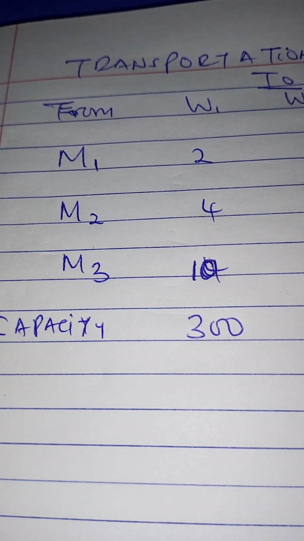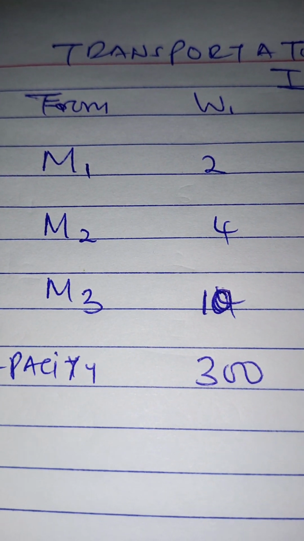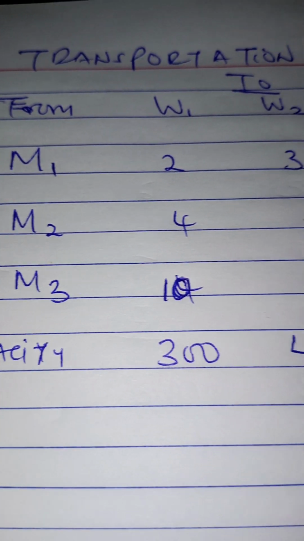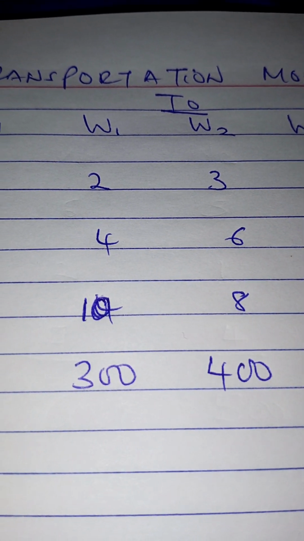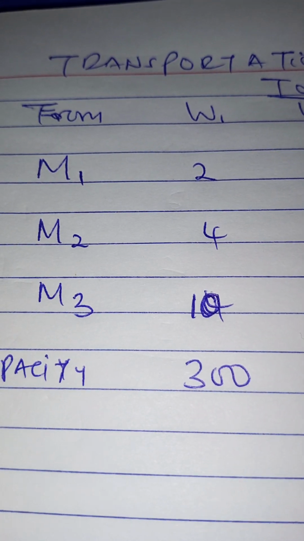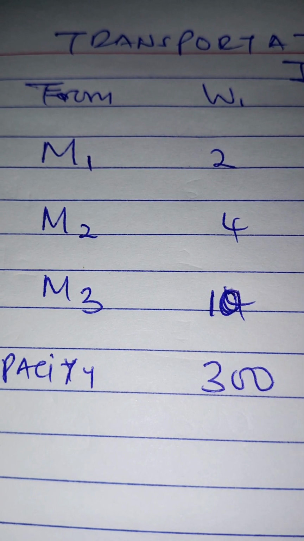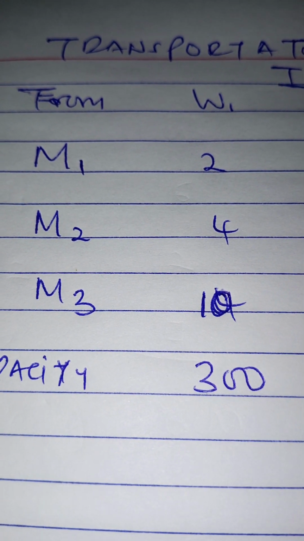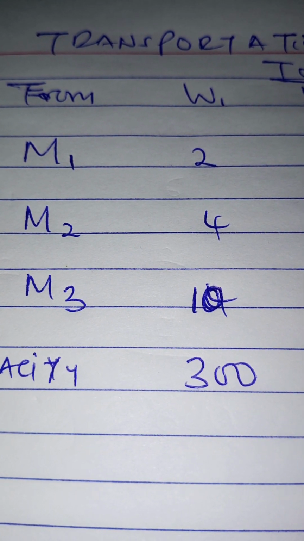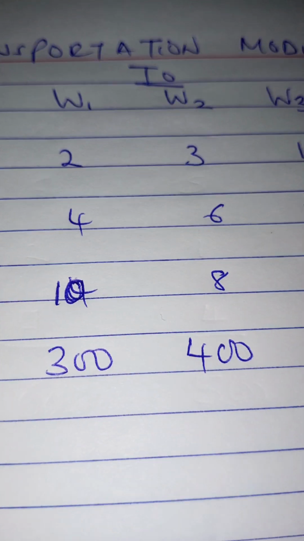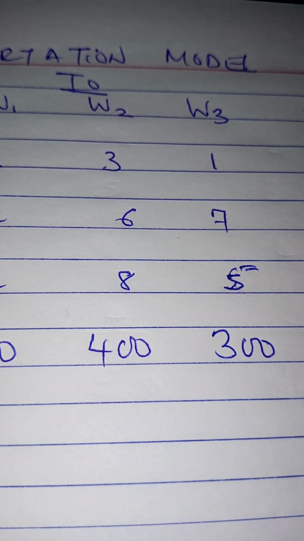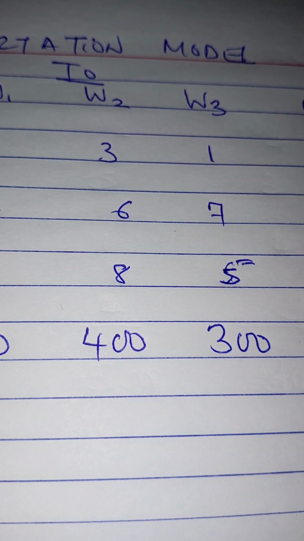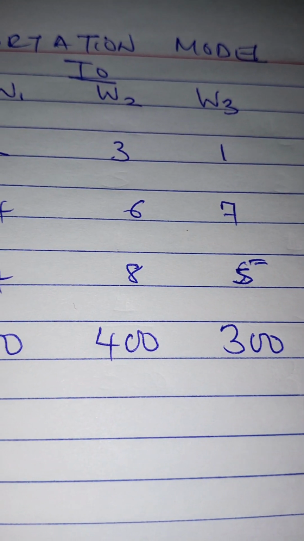As you can see from the question, we have three manufacturing plants and we also have three warehouses. The manufacturing plants are M1, M2, and M3, from where we are transporting our items. And then we also have warehouse 1, warehouse 2, and warehouse 3, to where we are taking the products from the manufacturing plants M1, M2, M3.